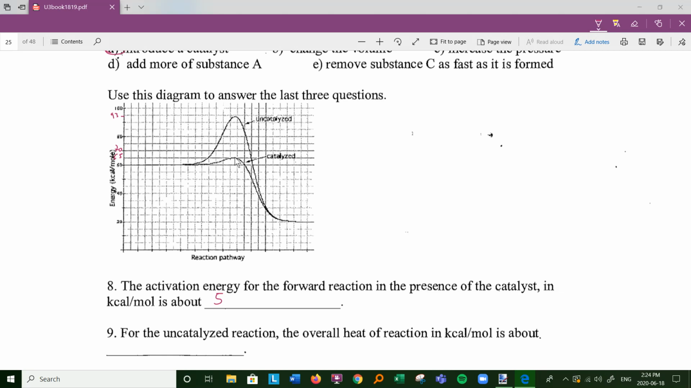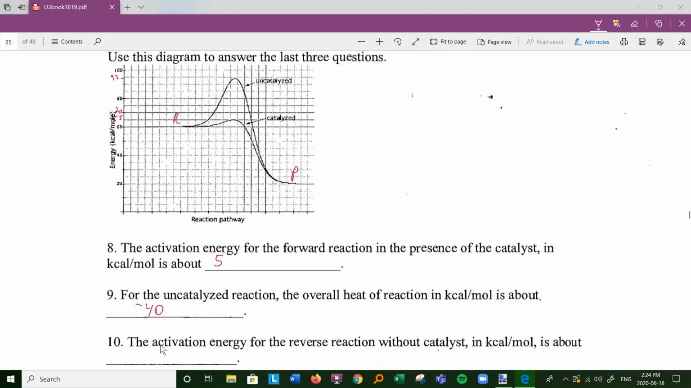For uncatalyzed, the overall heat of reaction, so that's my delta H. I start with 20. 20 is at the product, 60 is at the reactant. So it's minus 40. Right? So another one here. The activation energy for the reverse reaction without the catalyst. So here I'm going from the product all the way up to here. So I start at 20, go to 93, so that is 73.